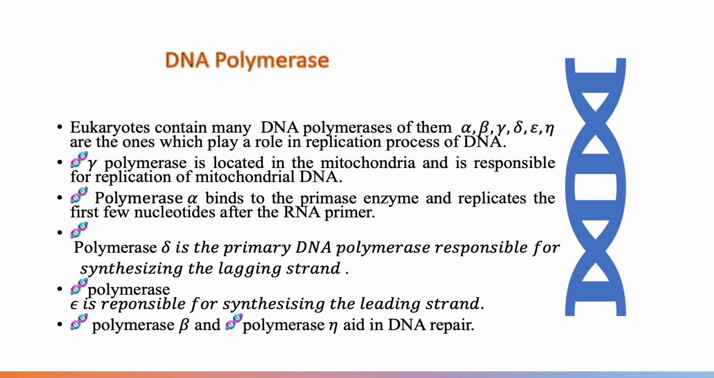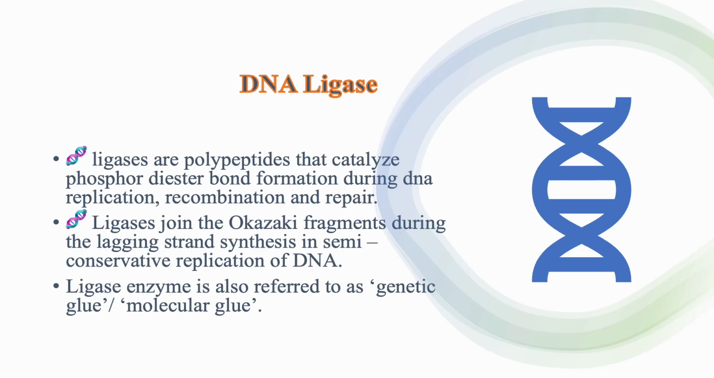Then DNA polymerase alpha binds to the primase enzyme and replicates the first few nucleotides after the RNA primer. Then DNA polymerase delta is the primary DNA polymerase responsible for synthesizing the lagging strand. Similarly, DNA polymerase epsilon is responsible for synthesizing the leading strand. DNA polymerase beta and nu help in the repair of the DNA.